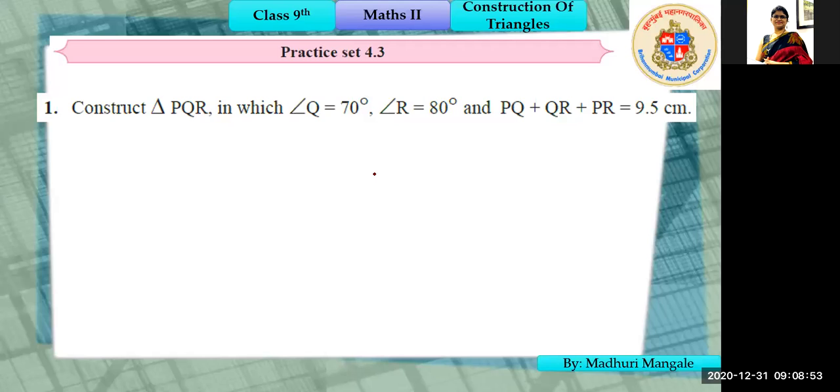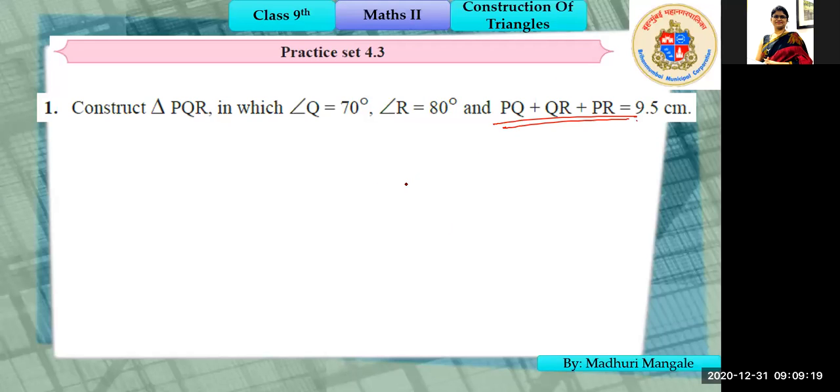Now let us look at practice set 4.3, question number 1. We are going to try all the 3 questions from this practice set. So let's begin with the first question, that is to construct triangle PQR which has two angles, 70 degrees and 80 degrees, and the perimeter given is 9.5 centimeters.